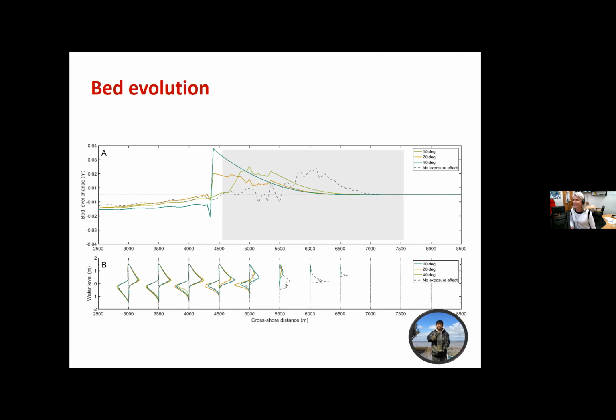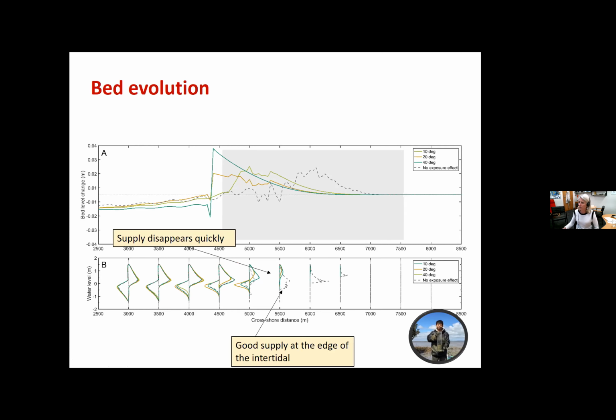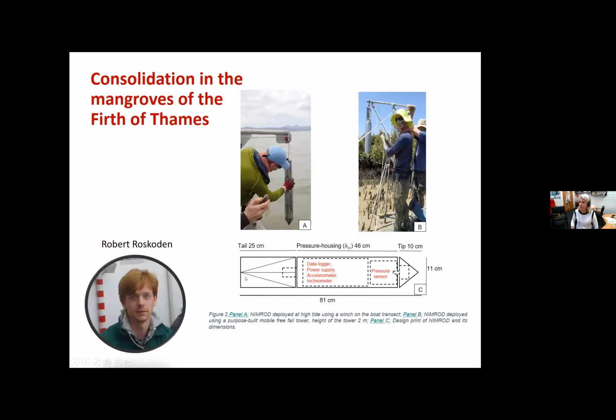So that's pretty interesting. That really says that the exposure conditions make a big difference to how your profile might evolve through time. Okay, so with the normal effect, you have quite a good supply at the edge of the intertidal, moving up to the high intertidal. But when you add the effect, the supply quickly disappears because there's no scarring at the lower intertidal because it's been baked on.